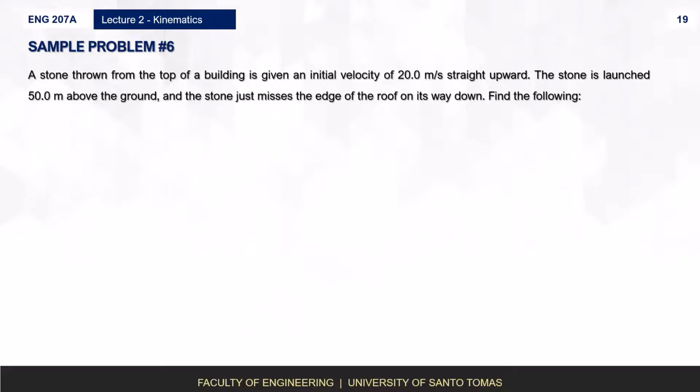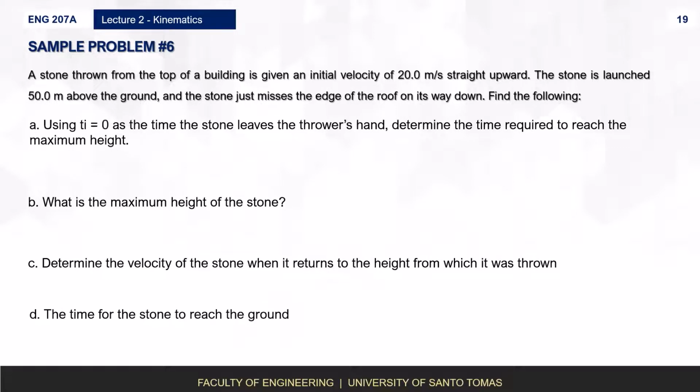problem number 6. We have a problem stating that a stone is thrown from the top of a building, given an initial velocity of 20 meters per second, straight upward. And the stone is launched 50 meters above the ground, and the stone just misses the edge of the roof on its way down. Find the following.